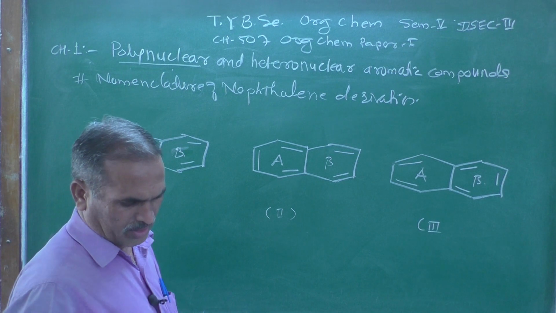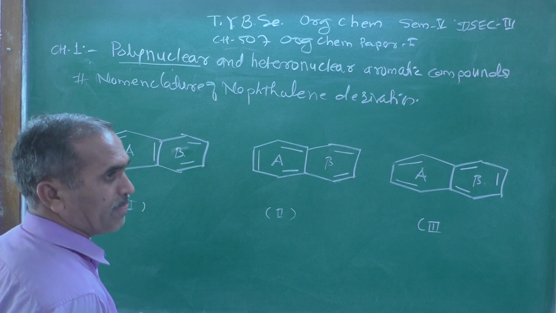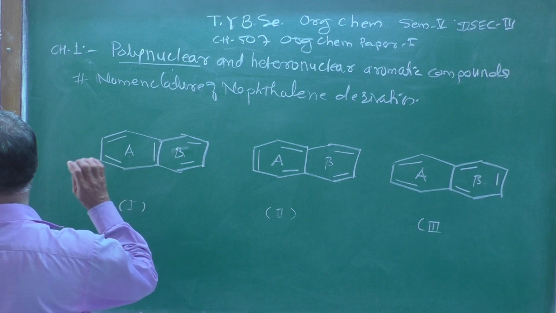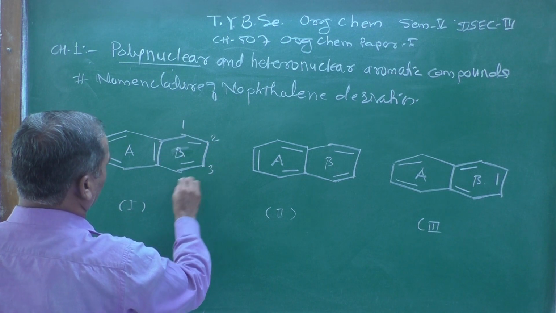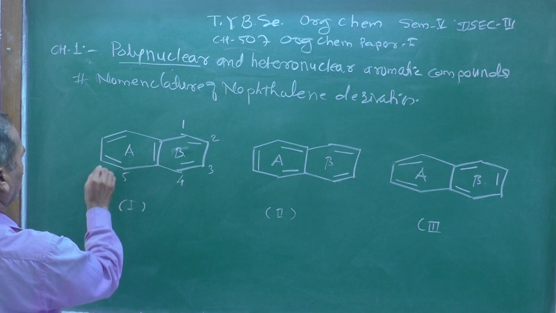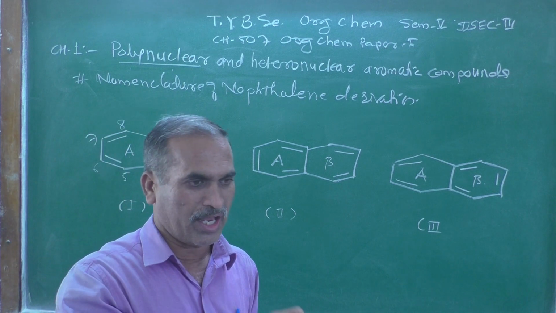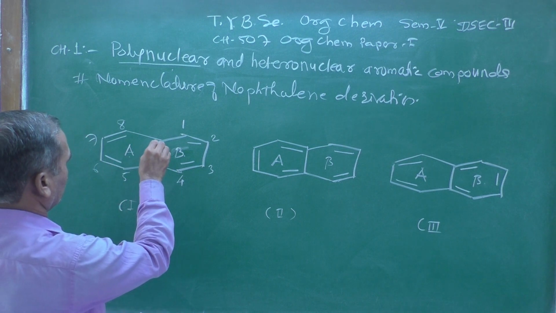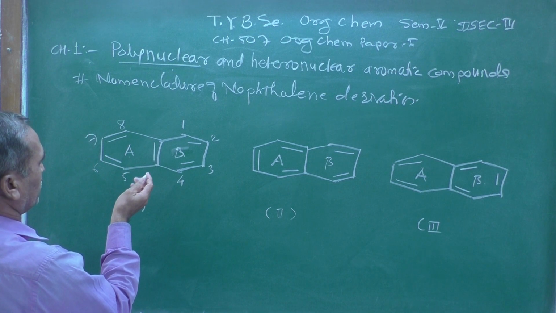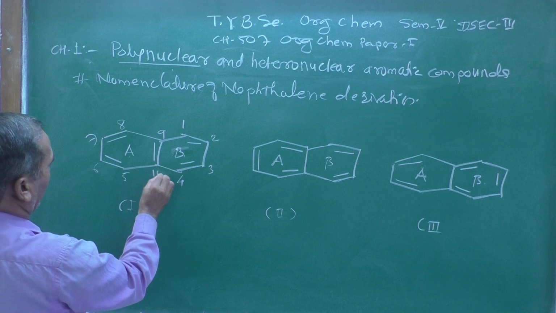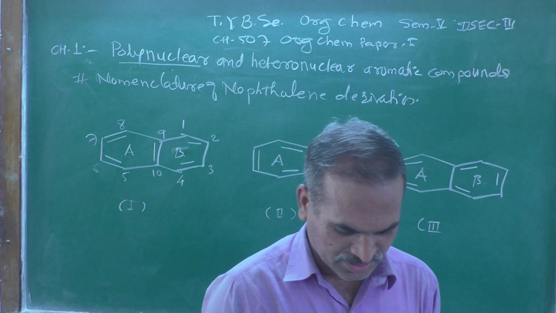Now, in the first case, the numbering system is generally used, and the numbering goes like this: 1, 2, 3, 4, 5, 6, 7, 8, and those carbon atoms that are common to both the rings are labeled as 9 and 10, which is represented in structure number one.